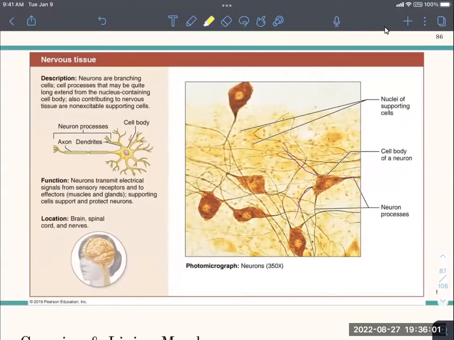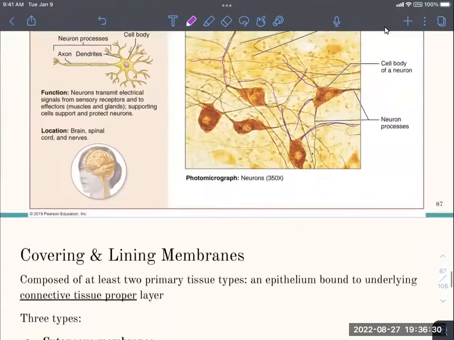The neurons, here's our cell body. We have a nucleus in here. We have an axon with dendrites that come off. We also have lots of neuron processes that come off of these neurons because they connect to each other and talk to each other. They kind of transmit information either from the brain out to the body or from the body into the brain. That is their main job.